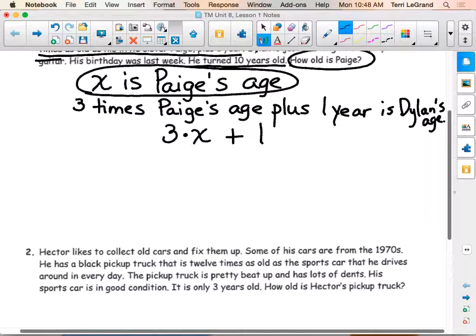Should this equal Dylan's age? Yeah. So "is" is oftentimes like our equal sign. Often, not always, but often it is our equal sign. So is Dylan's age. What are we going to put for Dylan's age? 10. He turned 10 last week. Remember, it was his birthday.